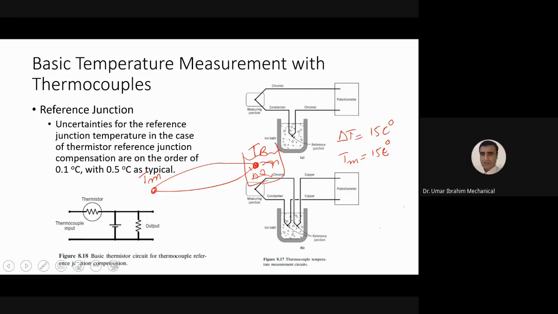Now, this is the example of a thermistor circuit. So this is where the thermocouple connects. Then that's where the cold junction is made, or the reference junction is made. This is JR, and the thermistor is placed very close to the reference junction. So using this thermistor, you can find the value of the reference junction temperature here.